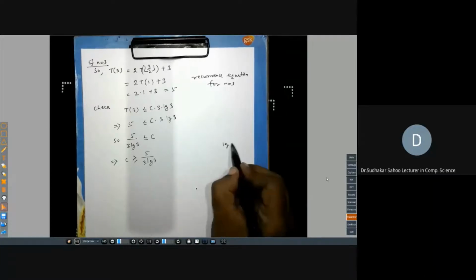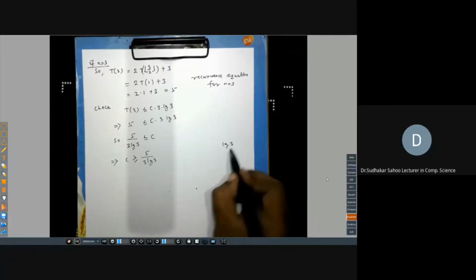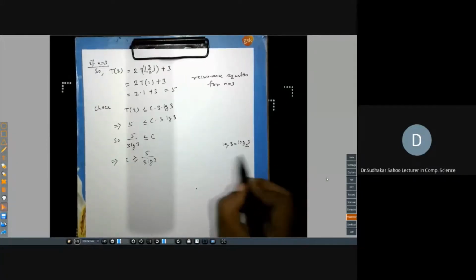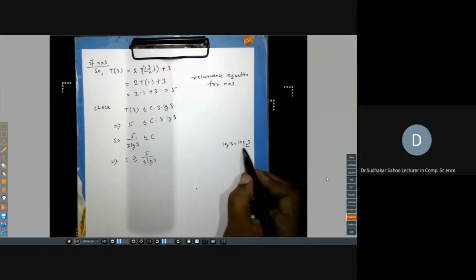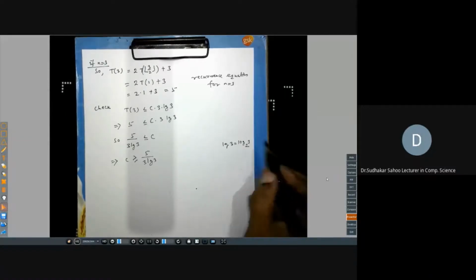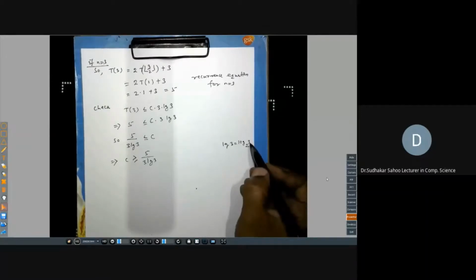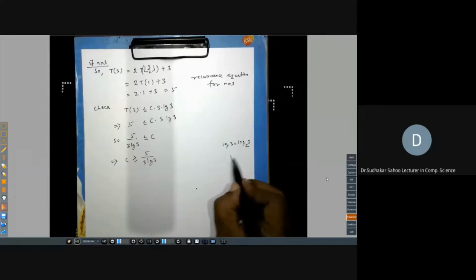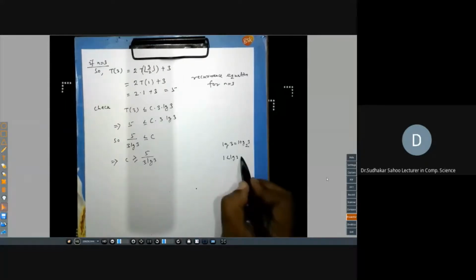What is this value, Lg3, which is log 3 base 2? So it is 1 point something. Because 2 to the power 1 is 2, it will be more than 1, right? But less than 2. So this value is greater than 1 and less than 2.